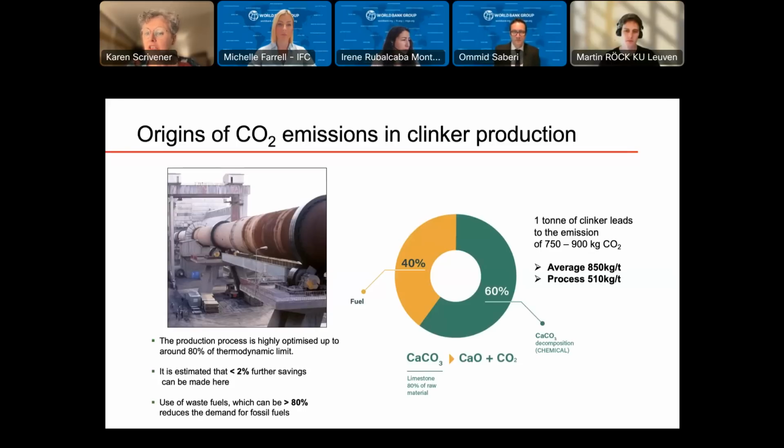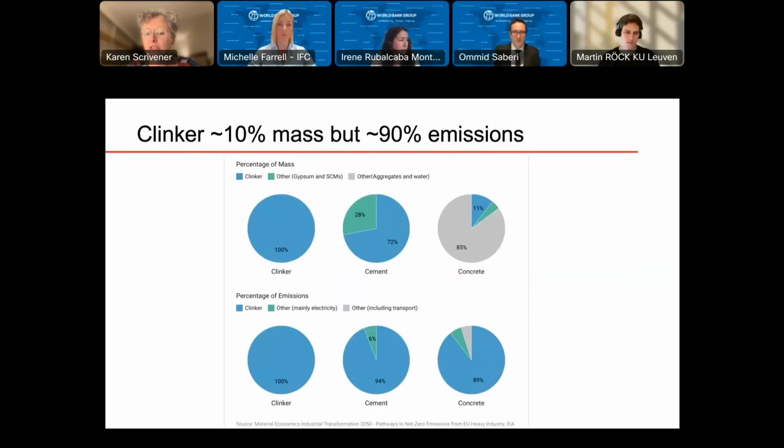Now, these emissions from clinker are very important because as we move from the clinker step to the cement step, we add in other ingredients to make it cement. And then, of course, we use the cement to make concrete. Even though in the final concrete, the clinker may only make up about 10%, this still accounts for about 90% of the CO2 emissions.